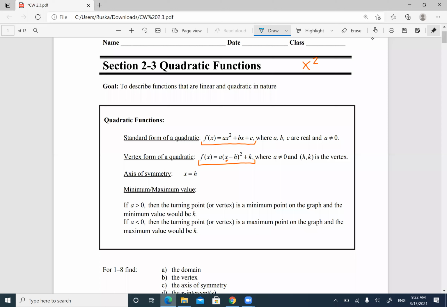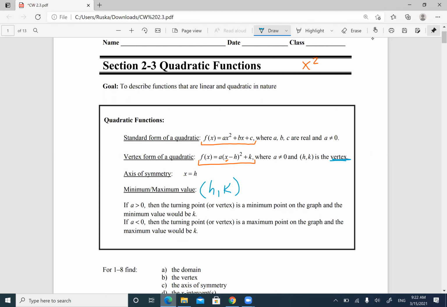I'm going to explain what the vertex is. The vertex is the minimum or maximum point of the graph. The minimum or maximum point is h and k. That's the vertex. Okay, it's called the vertex. So I'm going to show the graph of a quadratic, and we're going to talk about that more.